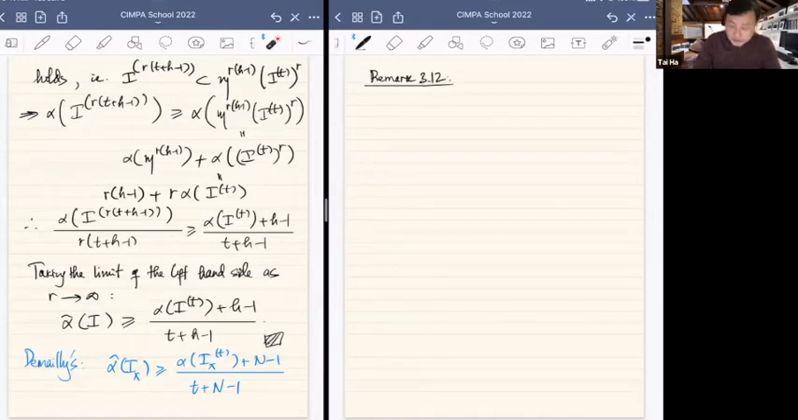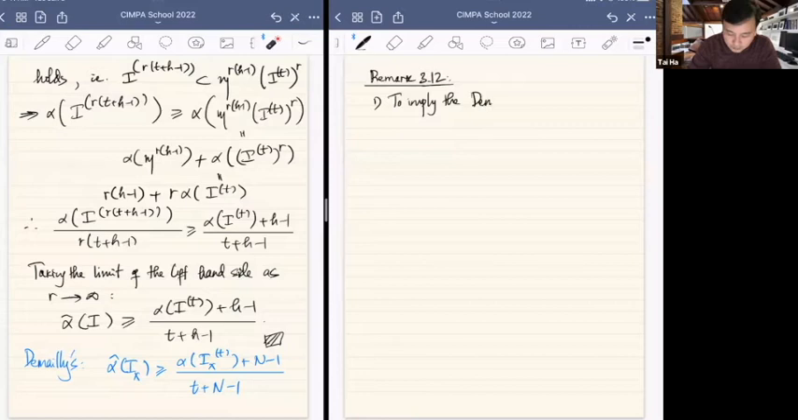If you look at this proof again, all we are using is this containment, and then at the very end, to get this desired inequality, we take the limit when r goes to infinity. So in fact, you do not need to know this containment for any r. All you need to know is, well, you have these containments for infinitely many values of r so that you can take the limits, right?